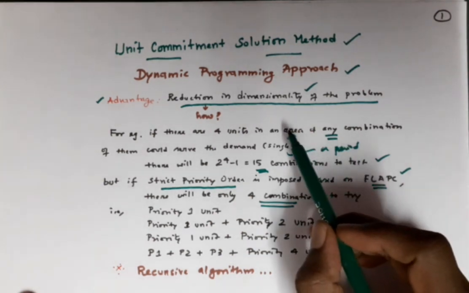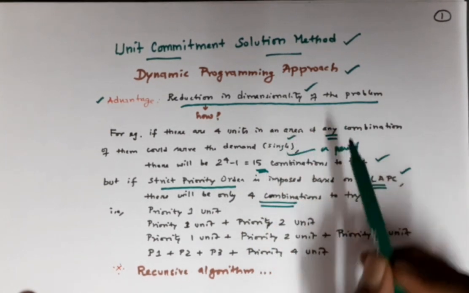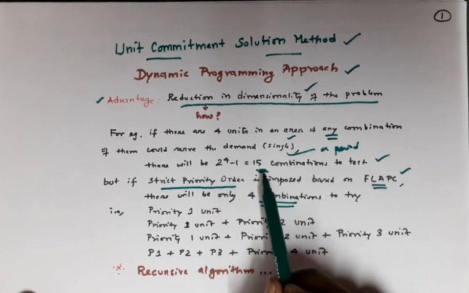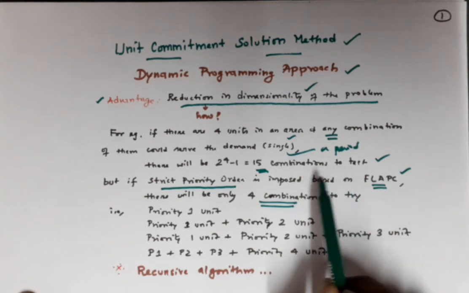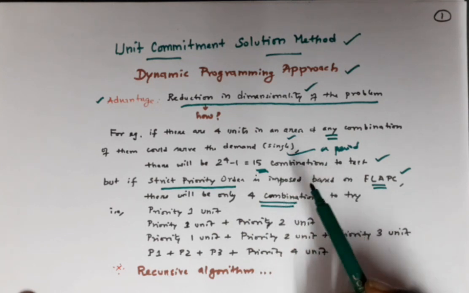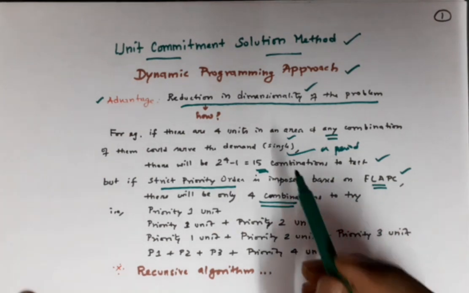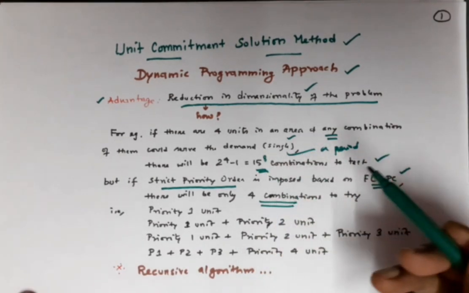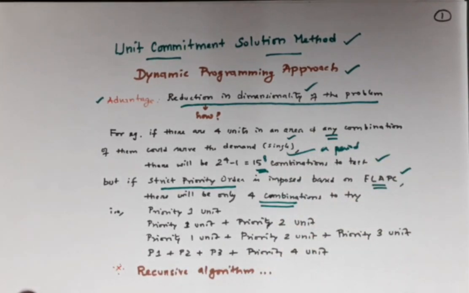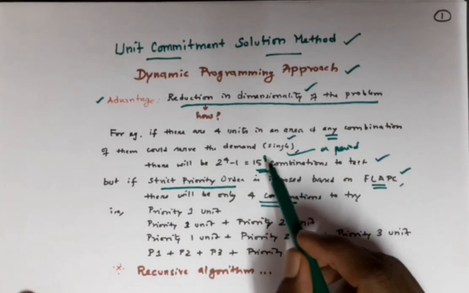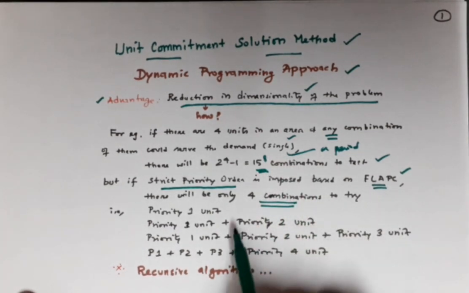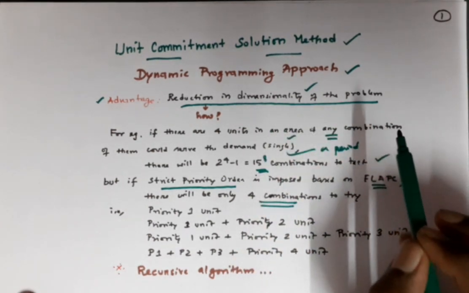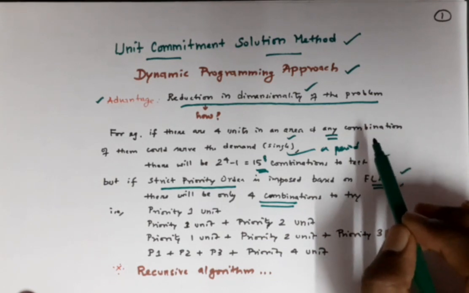So the answer for this reduction in dimension of the problem is that if you go the ordinary way, that is 2 power 4 minus 1, you will have to test 15 combinations. And if there are 8 hours to test, you should check 15 to the power 8. You can imagine how large the number of results will be. That is not needed if you go with strict priority ordering. So there is a reduction in dimensionality of the problem. That is the first thing you should understand about this dynamic programming approach.